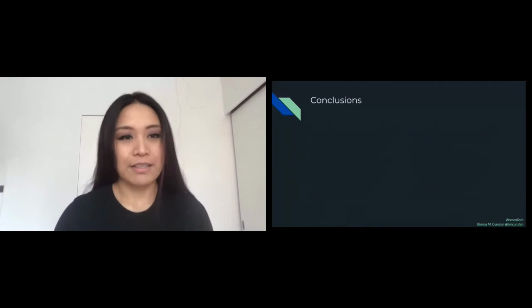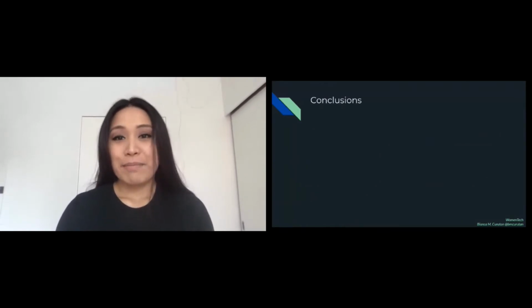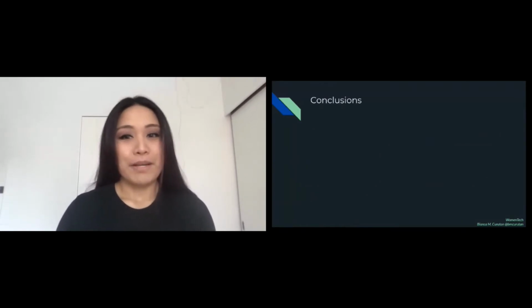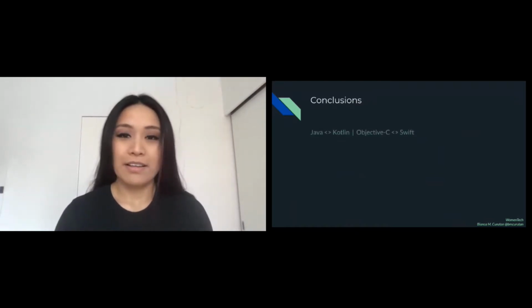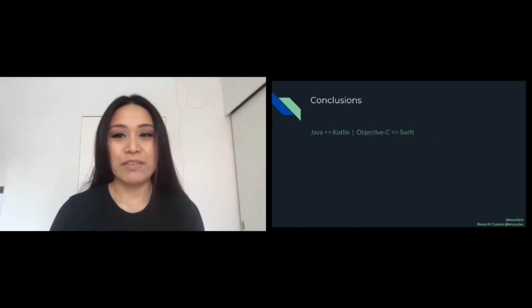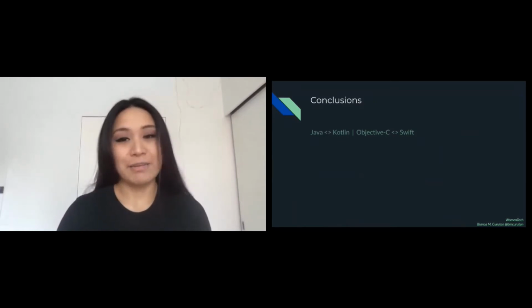Well, that may have been a lot to take in, but there are some useful conclusions that we can draw from these examples. So first, let's compare Kotlin and Swift to their ancestor languages, Java and Objective-C.